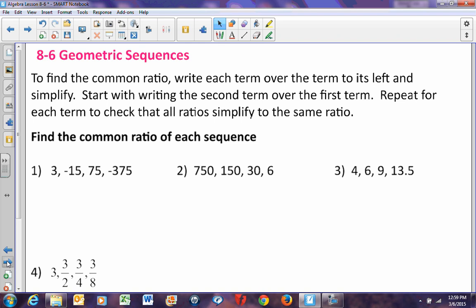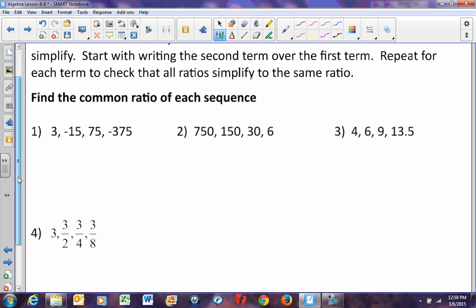So let's take a look at this first problem here. We need to find the common ratio of 3, negative 15, 75, negative 375. We're going to start with taking negative 15 and dividing it by 3. That becomes negative 5 over 1. Then we're going to take 75 and put it over negative 15. If you reduce 75 over 15, that becomes negative 5 over 1. And then we'll take negative 375 and divide that by 75. That also becomes negative 5 over 1. So our common ratio here is negative 5 over 1.